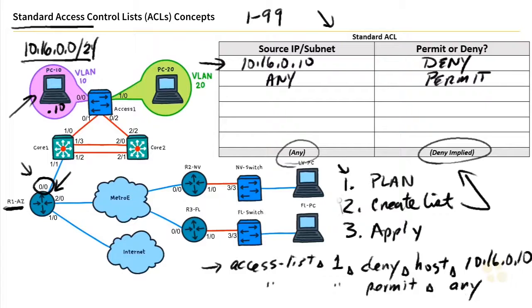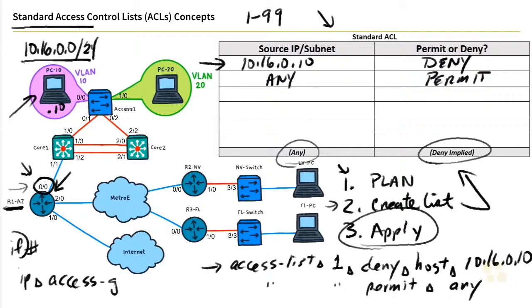So that's step 2, creating the list, and then we want to apply it to the interface. On router 1, we'd go into interface configuration mode for Gig 0/0, and in interface configuration mode, we would use the command ip access-group, space, the number of our access list. This access list that has the two entries we just created is access list number 1.